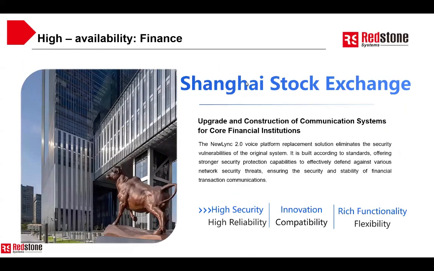So this one is the Shanghai Stock Exchange. It's a financial VoIP solution, which I will introduce more clearly for you tomorrow.